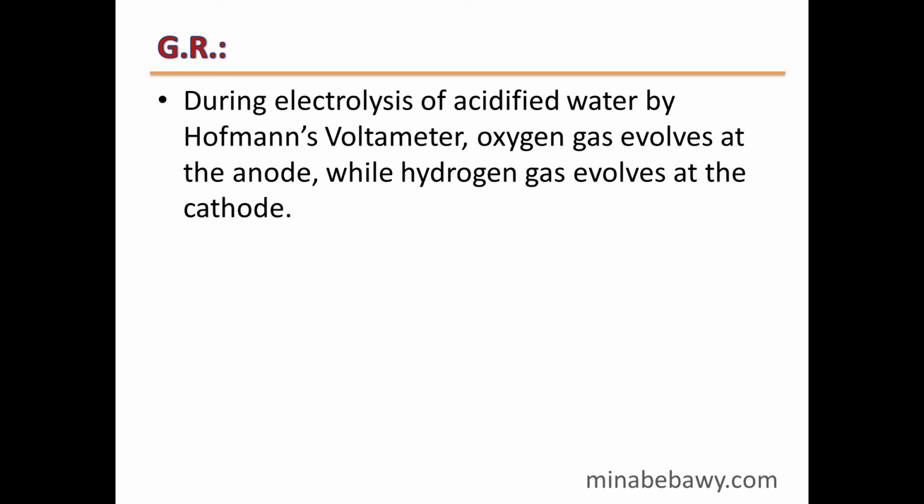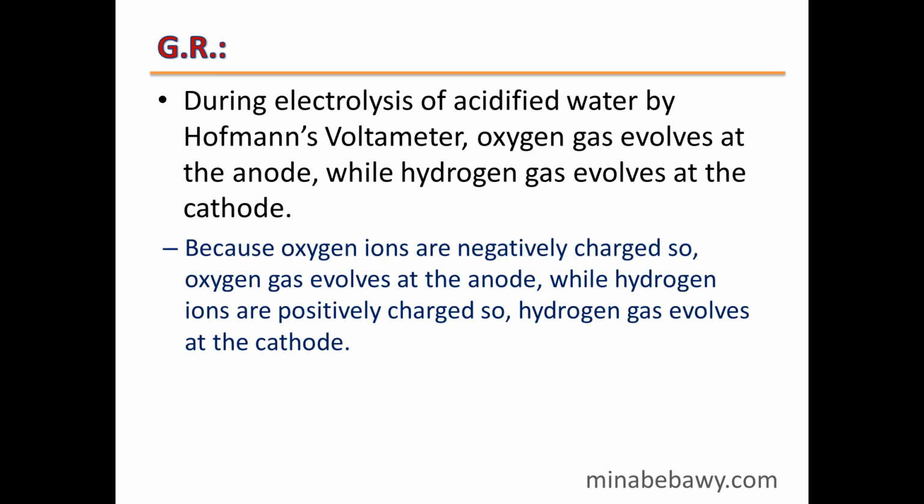Give reason. During electrolysis of acidified water by Hofmann's voltmeter, oxygen gas evolves at the anode, while hydrogen gas evolves at the cathode. This is because oxygen ions are negatively charged, so oxygen gas evolves at the anode, while hydrogen ions are positively charged, so hydrogen gas evolves at the cathode.